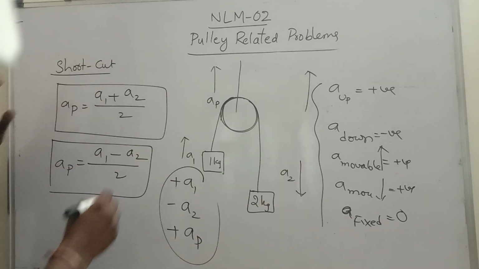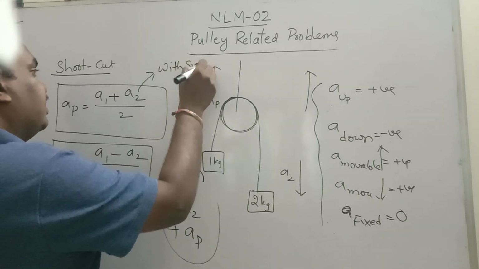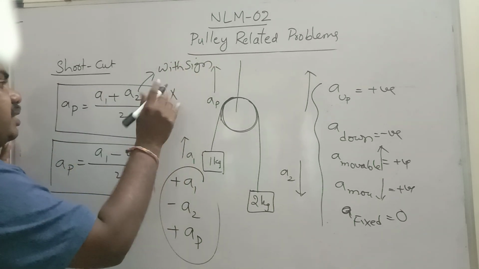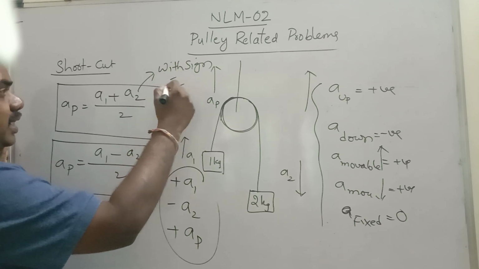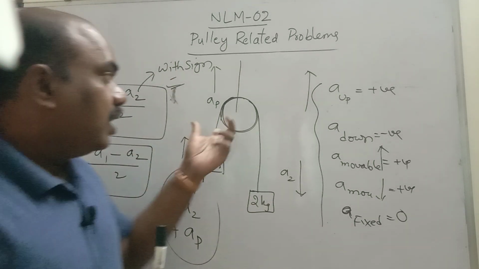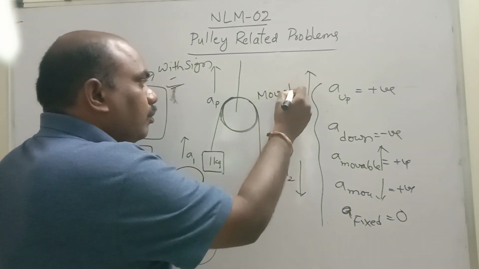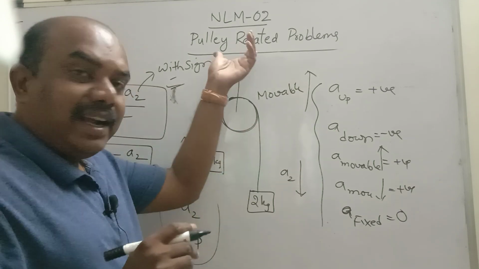This is the standard formula with sign. Sign is compulsory, otherwise this problem will be wrong. If you take sign, then only it is correct. Understand, children? Once again I am repeating. This is a movable pulley. This pulley is hanged to the ceiling.